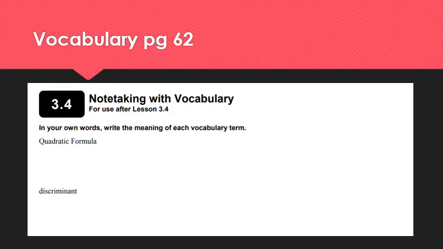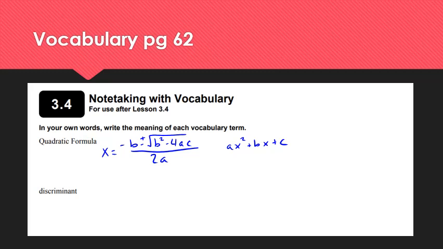Okay, so we want to use that for our vocabulary on page 62. Let's see if we can do it now that we learned the song. It's x equals minus b plus or minus the square root of b squared minus 4ac all over 2a. So it's just where a, b, and c come from the standard form.